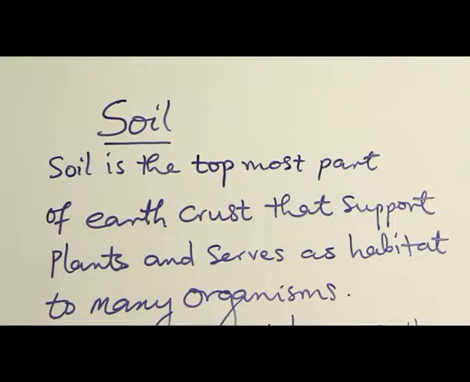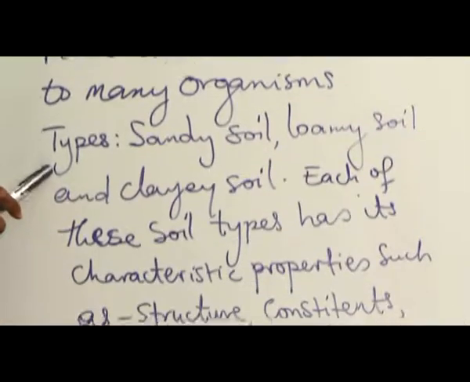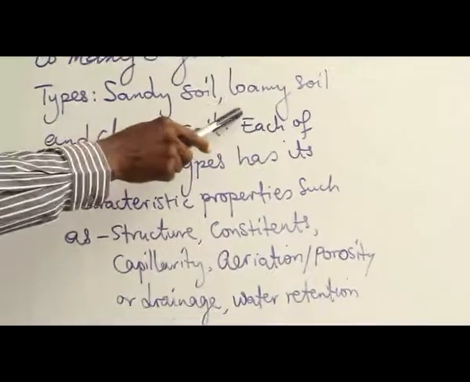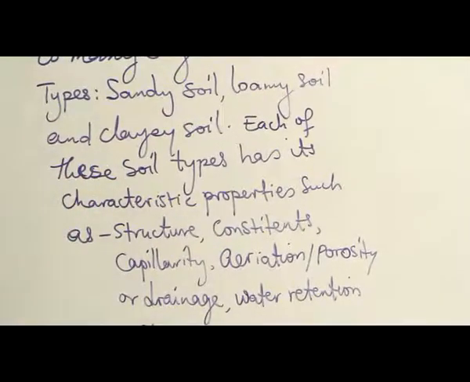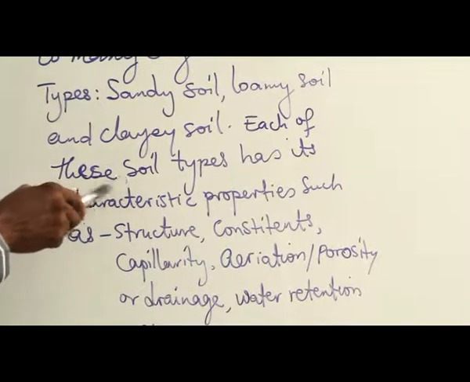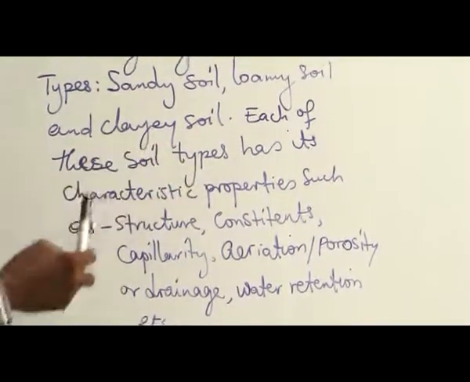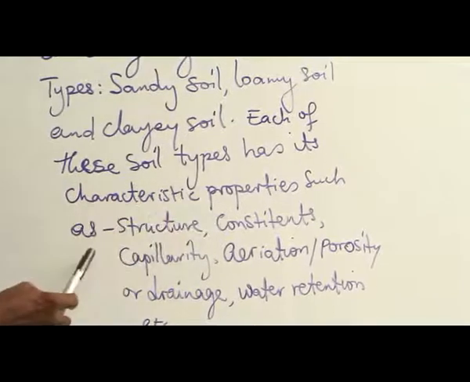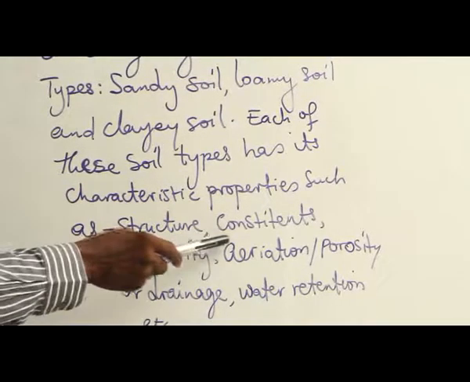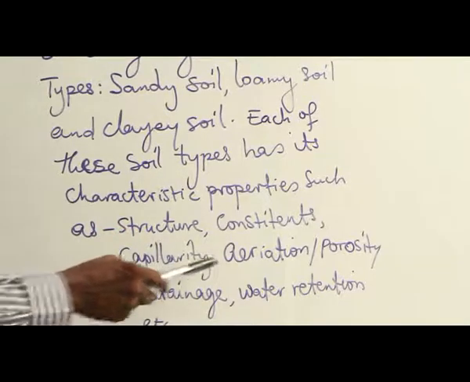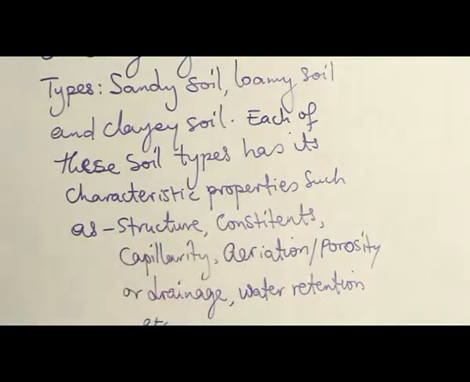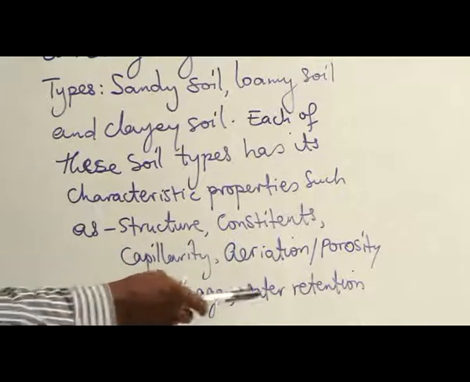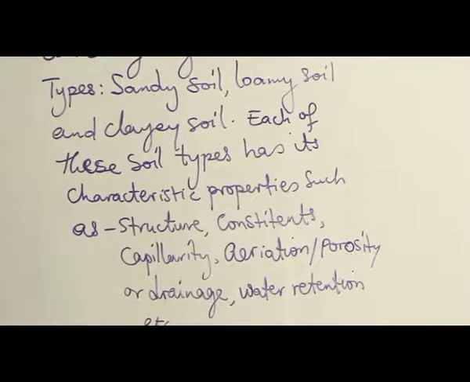Soil is the topmost part of the earth crust that supports plants and serves as habitat to many organisms. We have different types of soil: sandy soil, loamy soil, and clay soil. Each of these soil types has its characteristic properties, such as the structure, the constituents, the capillarity, aeration or porosity, or what we refer to as drainage, water retention, and so on.